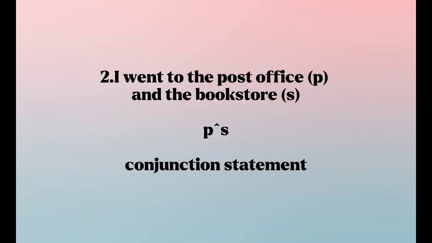Number 2. I went to the post office and the bookstore. Now for this sentence, we have I went to the post office as the letter P and then the bookstore as the letter S. Now this sentence has the word and. So we know that the connective of conjunction is and. So this sentence is a conjunction. So now we convert this sentence into symbolic form. We write P and the sign of conjunction and then the letter S.